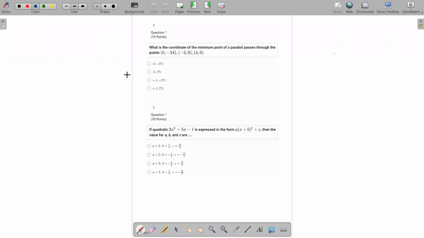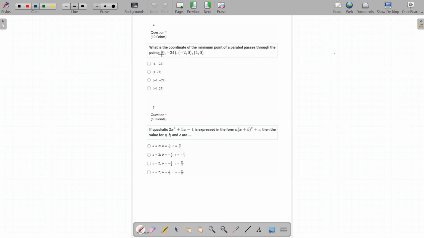What are the coordinates of the minimum point of a parabola passed through the points (0, -24), (-2, 0) and (4, 0)? Okay, so how to find this? Let's figure out what points are given from the parabola in the question.